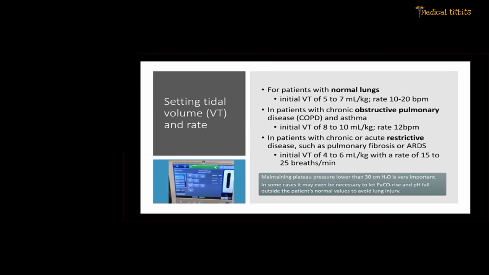Don't take this as a one-size-fits-all recipe for all the cases. These are only broad guidelines and only for initial settings. Then you monitor the patient, see what's happening, and then take a decision from there on.